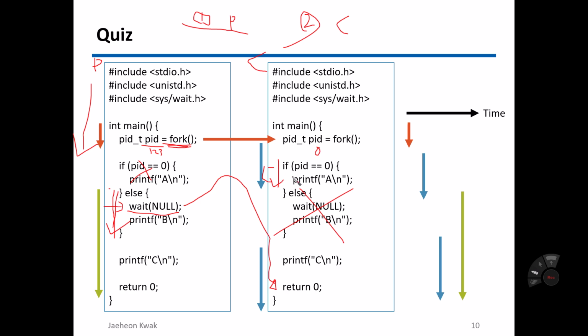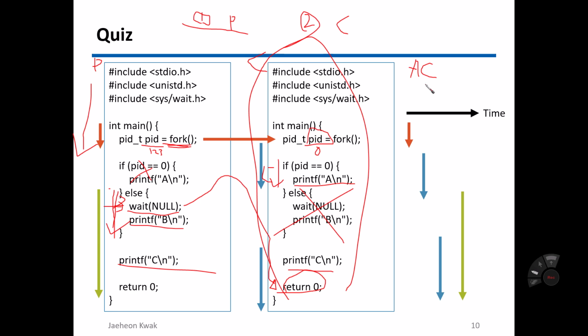The PID of the child process is 0, so A will be printed first, and then C will be printed. So A and C will be printed. And after the termination of the child process, we can resolve this wait function. After that, B will be printed, and then C will be printed. So the possible output of these two processes is AC and BC.